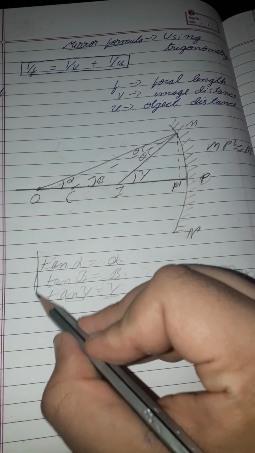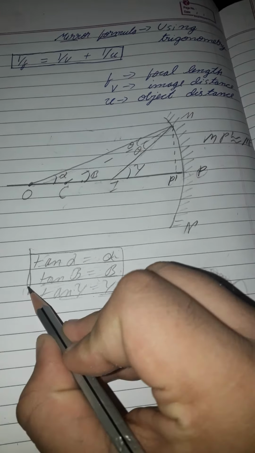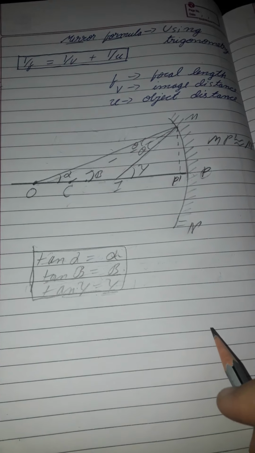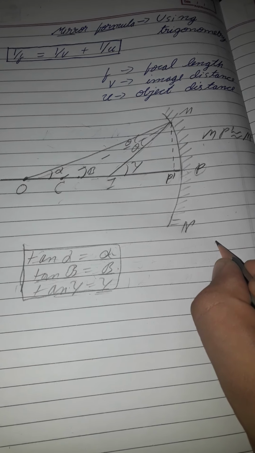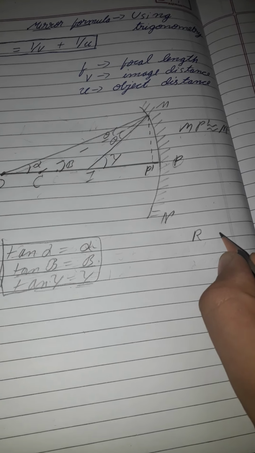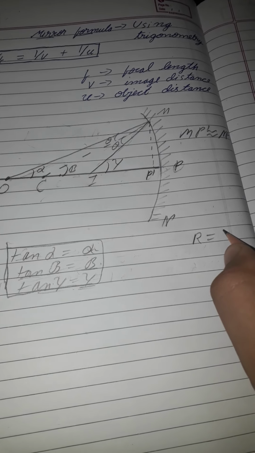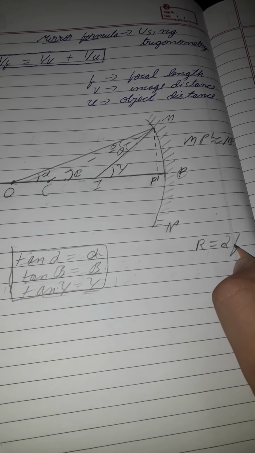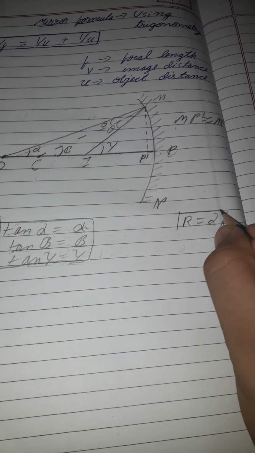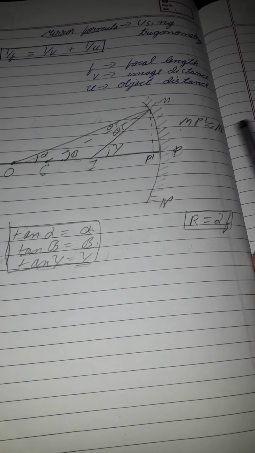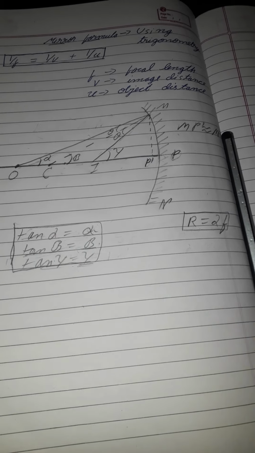Keeping this in mind, and another thing, radius of curvature is equal to twice the focal length. You should know this. Radius of curvature is equal to twice the focal length. We will start our proof now.